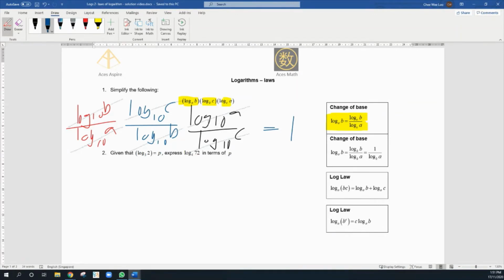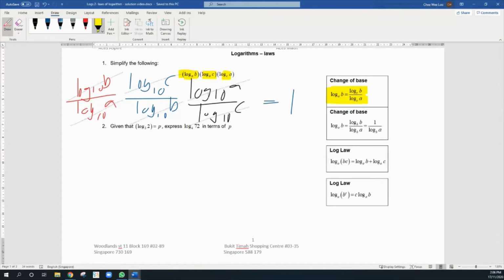Okay? Now, for the second question, you are given a simple looking logarithm, log 2 base 3 is known to be p, and you seek to simplify this logarithm, log 72 base 4. How do you actually approach such questions, right? You slice and dice the given log 72 base 4 such that this p can somehow be slotted in eventually. Okay, so how do you go about doing this?